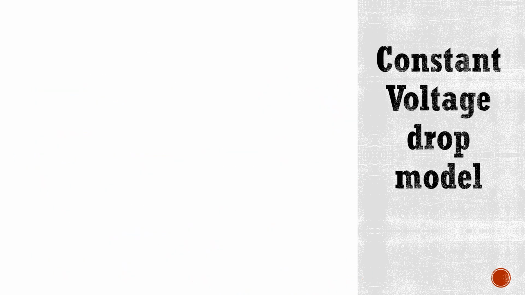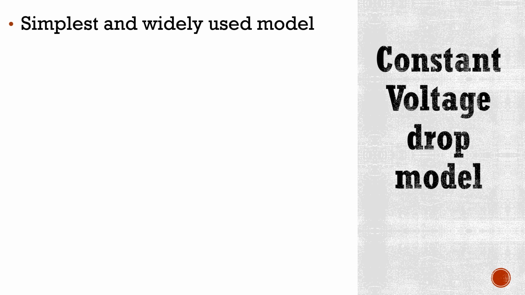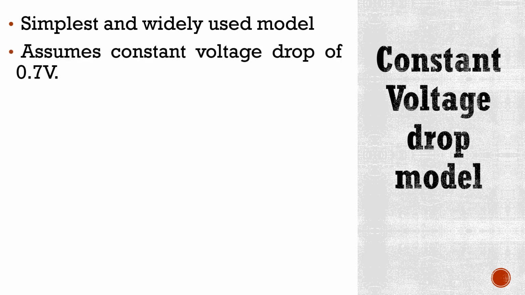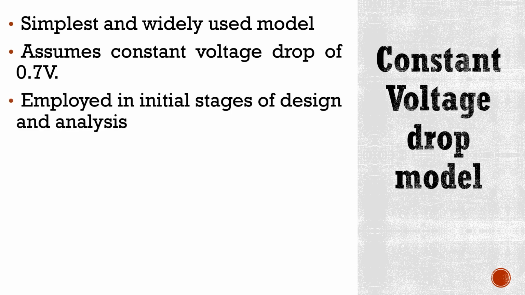Now we will look at the constant voltage drop model. This model is the simplest and most widely used diode model. It assumes that a forward conducting diode has a constant voltage drop value of 0.7 volts without any incremental resistance. This model is the most frequently employed model in the initial stages of analysis and design.